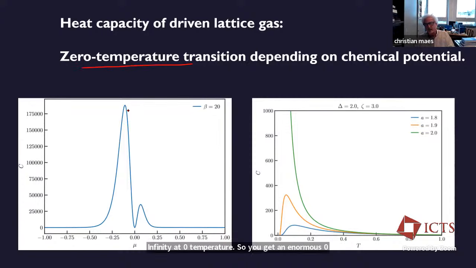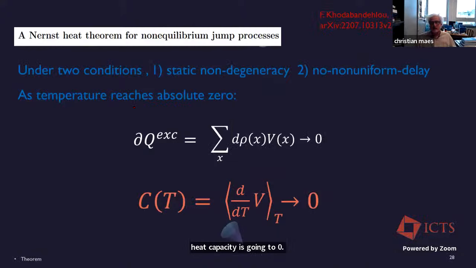A yes or no question is satisfied here, depending on the chemical potential, whether the heat capacity is going to 0 at zero temperature or not. And that, of course, invites us to understand what is really behind that Nernst postulate for non-equilibrium jump processes. And what we have been showing in collaboration with Faezeh and Karel is that the heat capacity and also the excess heat more generally is indeed vanishing, going to zero with zero temperature, under conditions which are an extension of what you have in equilibrium.